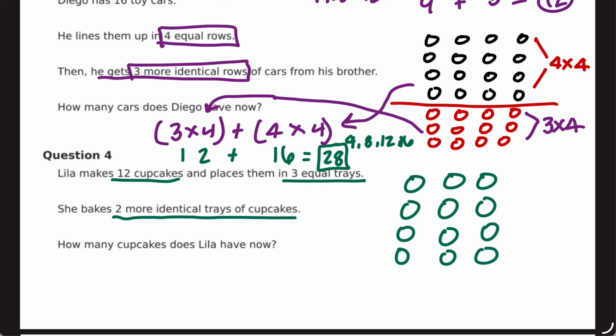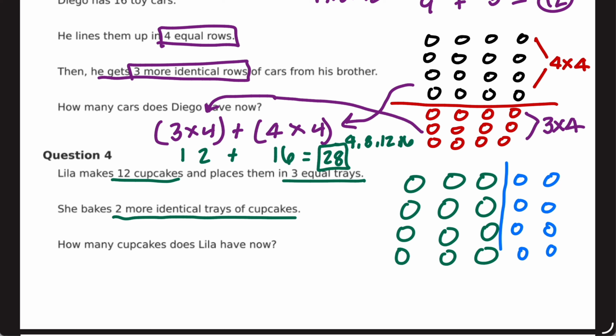Now, Mr. James, why did you do it like this? Well, I'm trying to get to my total of 12, but I want to make sure that I have three columns, rather, which are my trays. You have to think of this being 1 tray, this being 2 trays, and this being 3 trays. Does that make sense? Okay. Now it says that she bakes 2 more identical trays. So we're going to basically make 2 more of the same rows and columns. 1, 2, 3, 4. Okay. Let's make 1 more to make additional 1, 2, 3, 4.